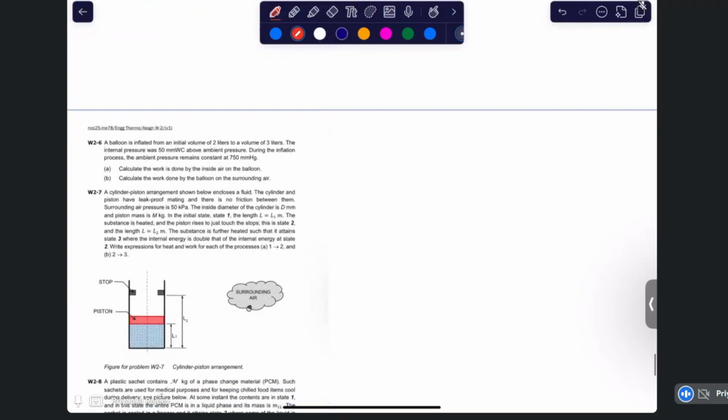So yeah, a balloon is inflated from an initial volume of 2 liter to a volume of 3 liters. The internal pressure was 50 millimeter WC above ambient pressure. Okay, this WC is water column above ambient pressure, just like mm of Hg, this is of water column. During the inflation process, the ambient pressure remains constant at 750 mm of Hg.